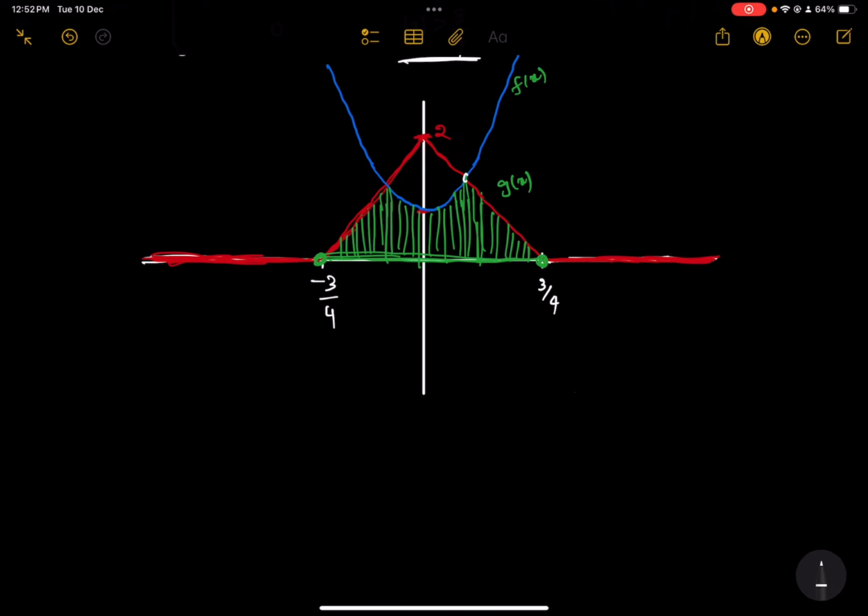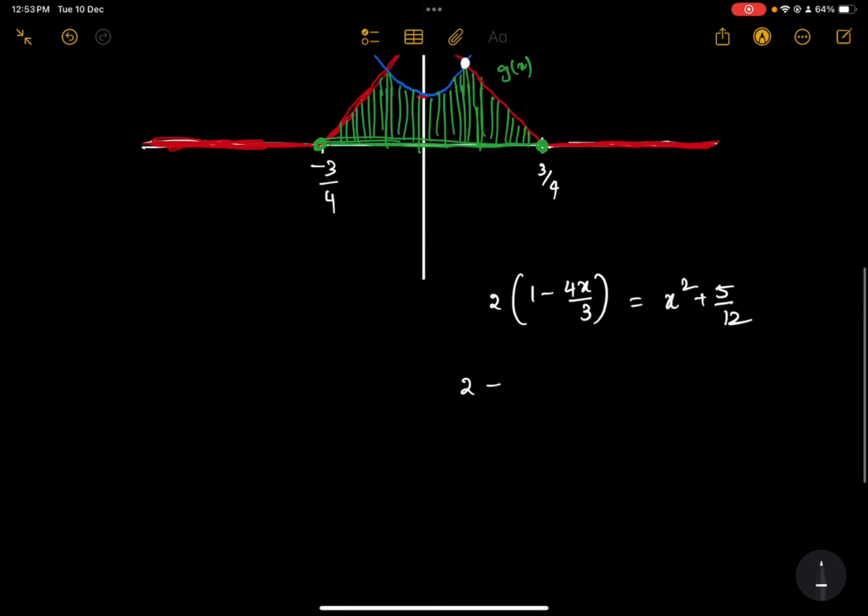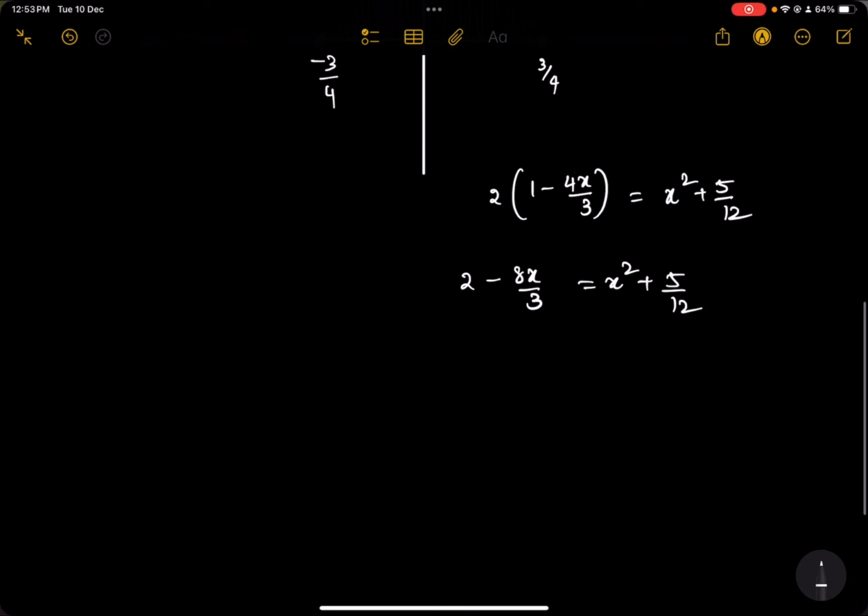So let us go ahead and find out what this intersection point is. The right hand side curve is 2 into 1 minus 4x by 3, the red curve, and the blue curve is x square plus 5 by 12. So 2 minus 8x upon 3 is equal to x square plus 5 by 12. Multiply both sides with 12. So this will be 24 minus 32x equals 12x square plus 5. So 12x square plus 32x minus 19 is equal to 0.